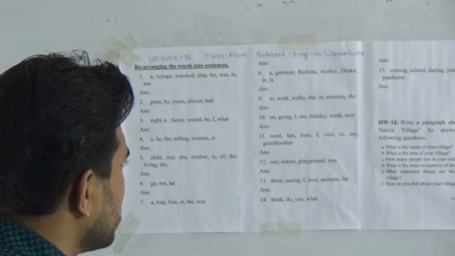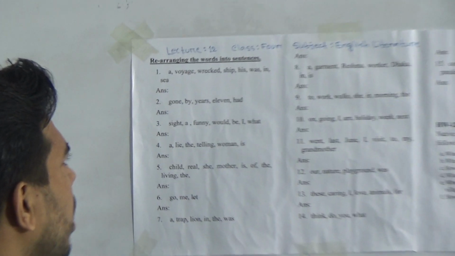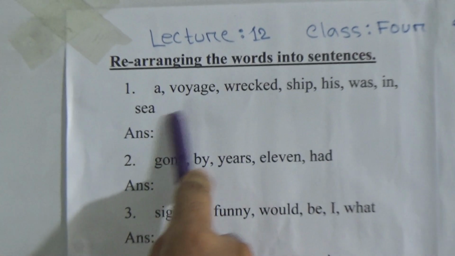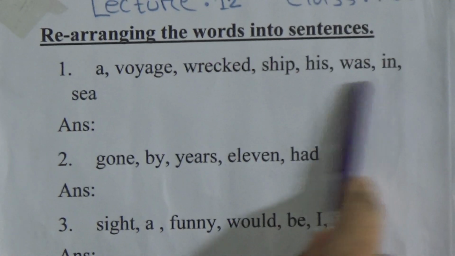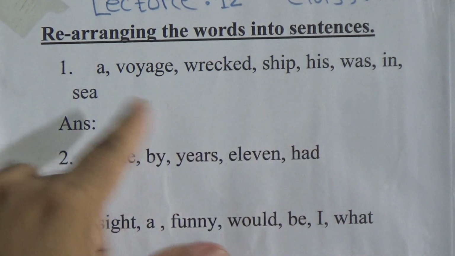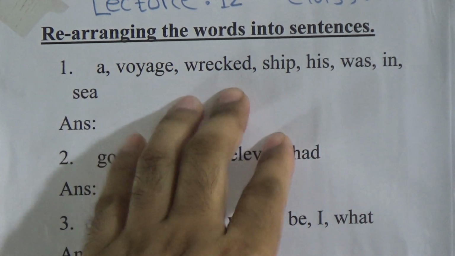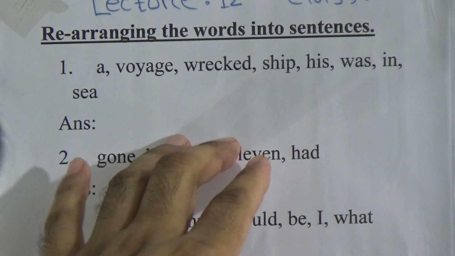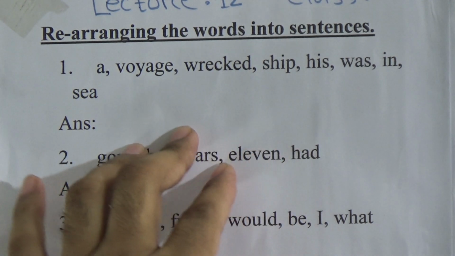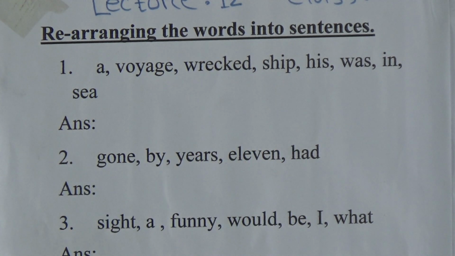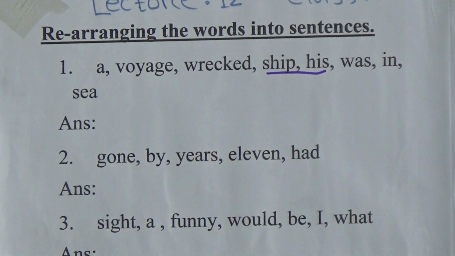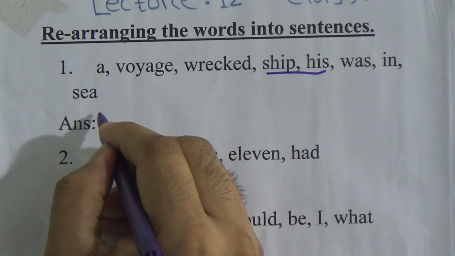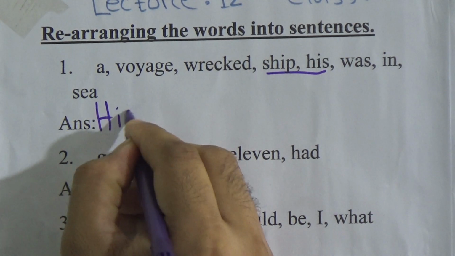This exercise has been taken from your suggestions. Our first question is: as, voyage, wrecked, ship, is, was, in. So these are our random words. These random words we have to arrange in the proper way so that it can be a meaningful sentence. So first of all, we need to write the subject. What is the subject? His ship. His ship is our subject. Write his right here. His ship.